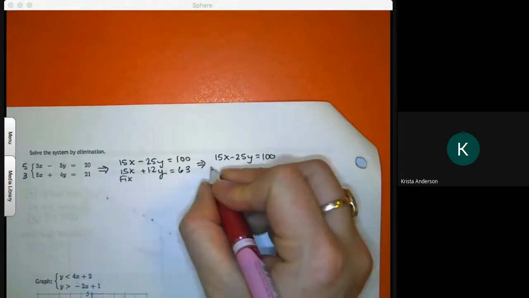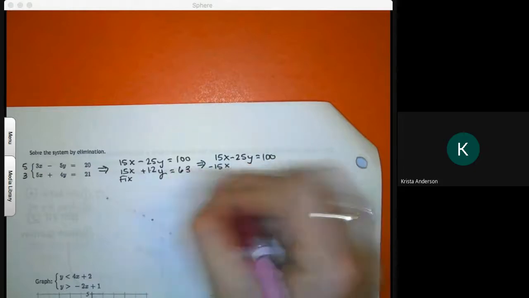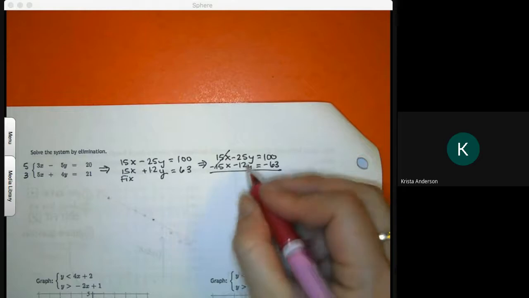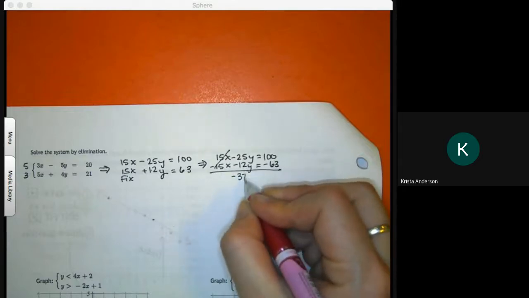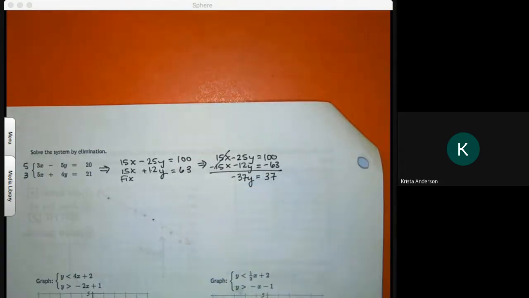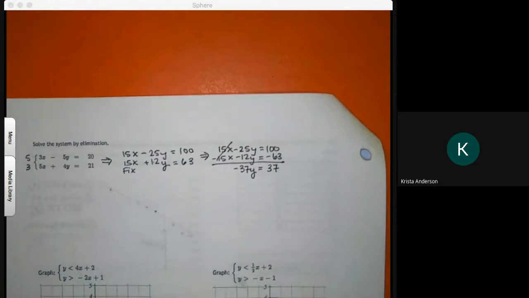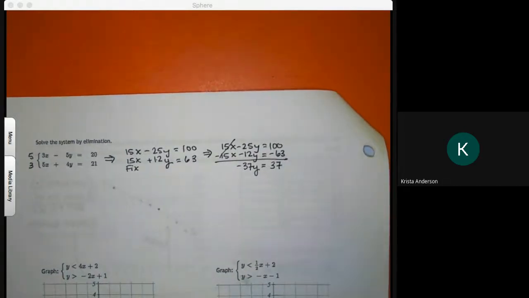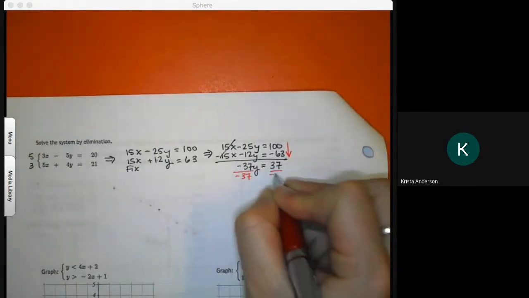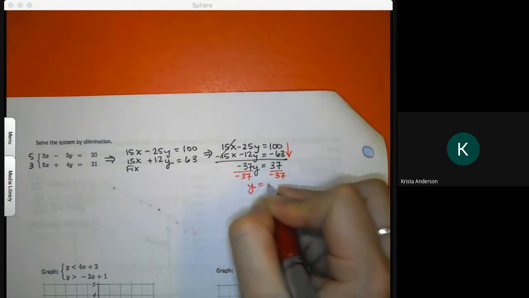I leave the top alone, but I'm going to change all of the signs on the bottom. Positive 15 becomes negative. Positive 12 becomes negative. Positive 63 becomes negative. They now eliminate. I can combine my like terms. Then I divide. Y is a negative 1.